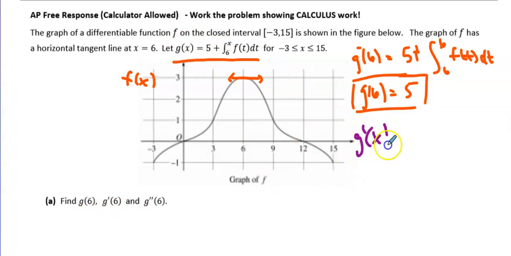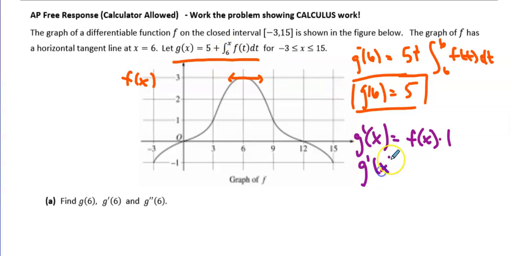So the derivative of g of x, well, the derivative of 5 is 0, so we're good with that. So we're finding the derivative of an integral, right? And so just like in the previous example I just did earlier in this video, Fundamental Theorem of Calculus Part 2, I'm going to take the x, plop it down, and get f of x times the derivative of x, and then again, with the constant, I don't have to worry about it.